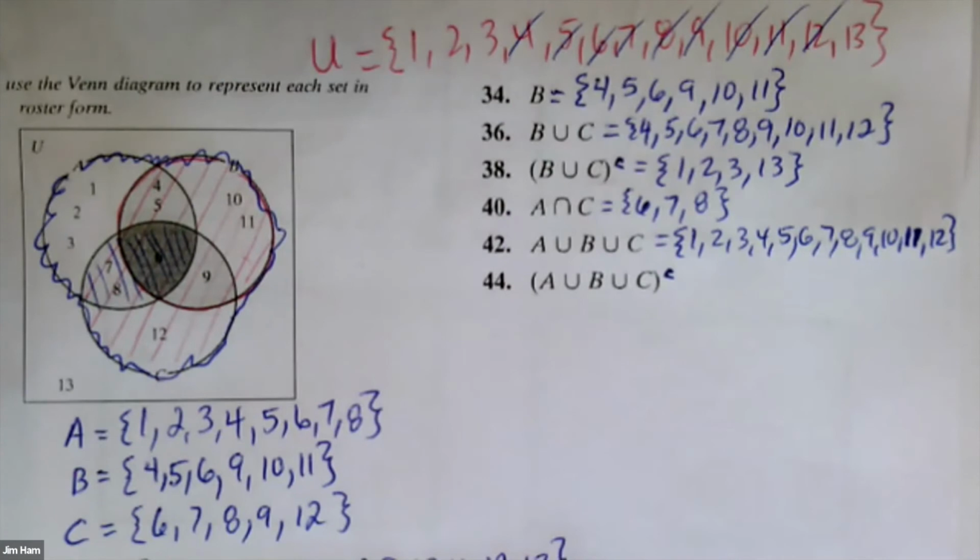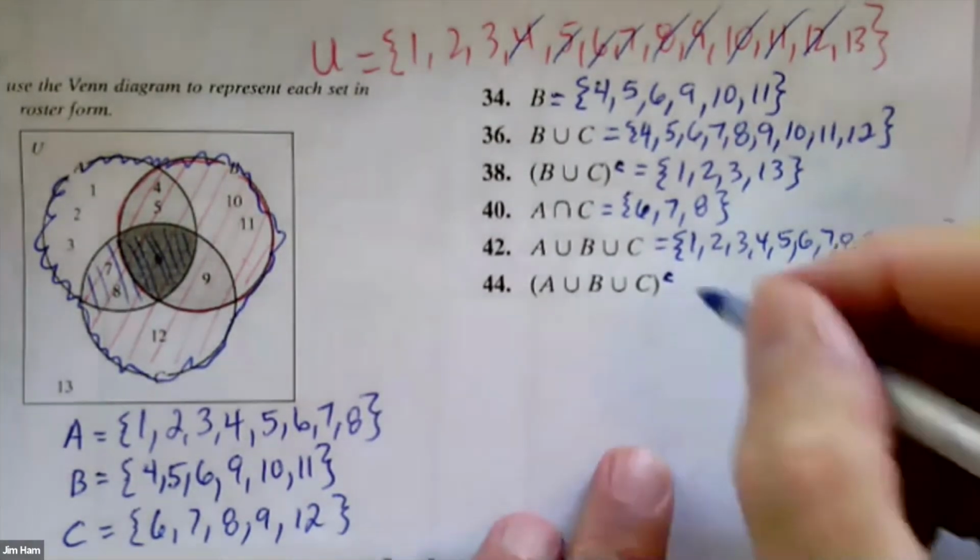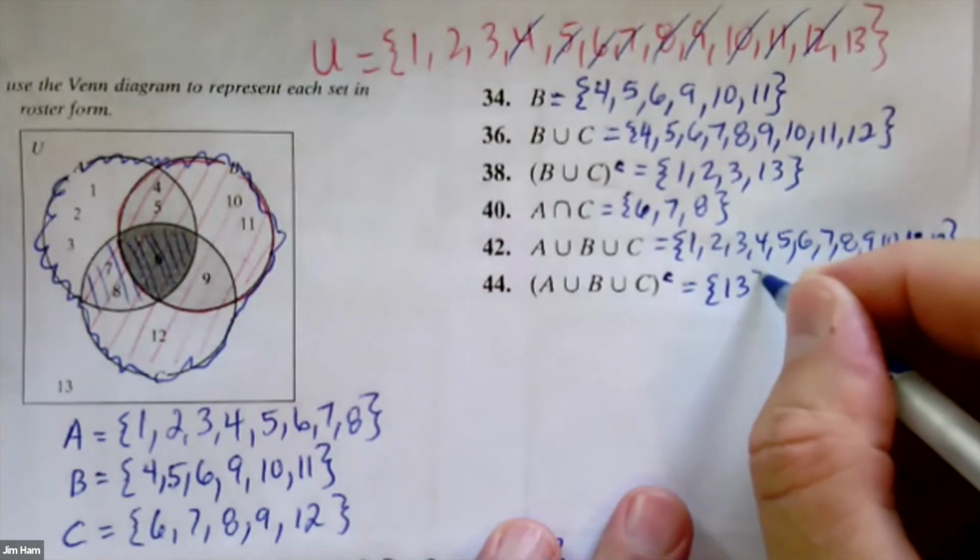So Tasha asked, can you use the method 1, 2, 3, up to 13 for the universal set? Yes, absolutely. It looks like some of you are picking it up. And the reason why some of you are coming so quickly to the answer is that you recognize there's a relationship between 42 and 44. So 44 is just the complement of the answer in 42. So if you struck out all those elements from 42, 1 through 12, the only element remaining in the universal set would be 13.